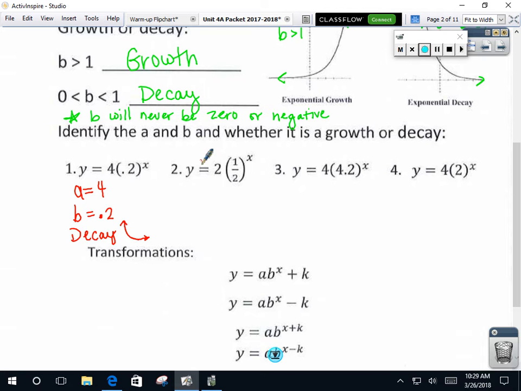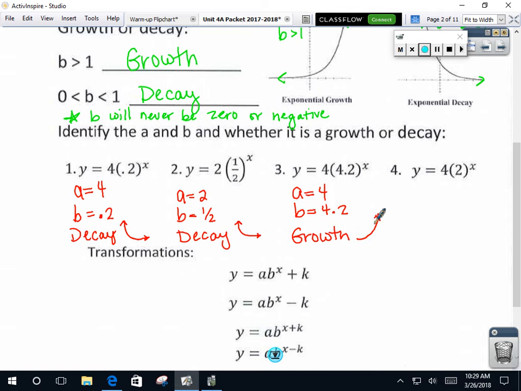Okay, for number 2, what is the a value? What's the b value? So is that a growth or a decay? Decay. 1/2 is greater than 0 but less than 1, so decay. So it'll be going down from left to right. All right, number 3, what is the a value? What is the b value? And is that a growth or a decay? That is a growth, okay, because 4.2 is greater than 1, and greater than 1 is a growth. So this graph will be going up from left to right.